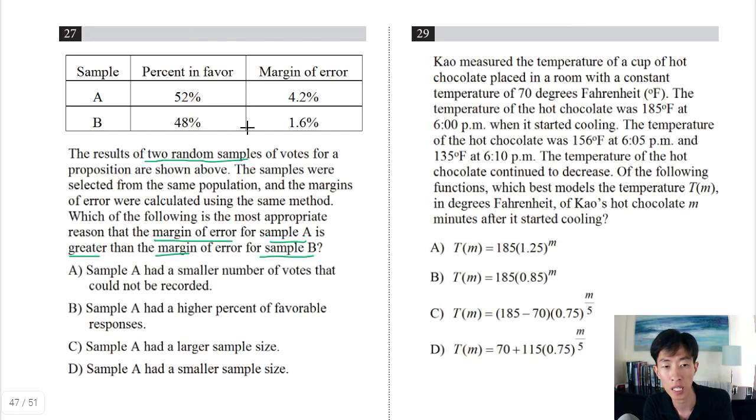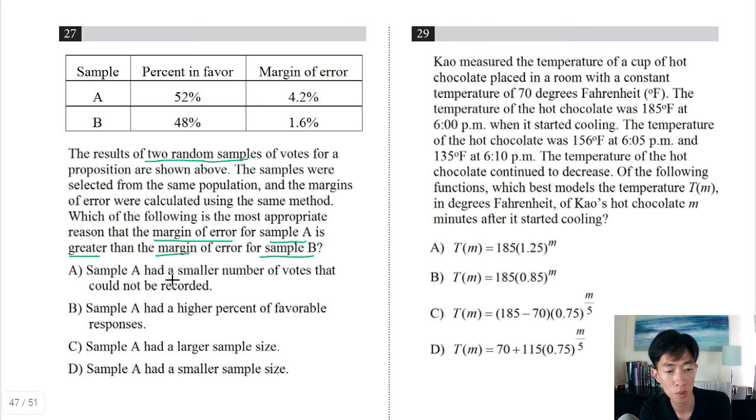Same thing here, you can add or subtract 1.6 from 48% to get the actual percent. So obviously that means a smaller margin of error means a more likely accurate percent or statistic. Things that can influence that are usually sample size, and I think that's the only thing they'll ask you on the SAT. All right, so let's go through the answers.